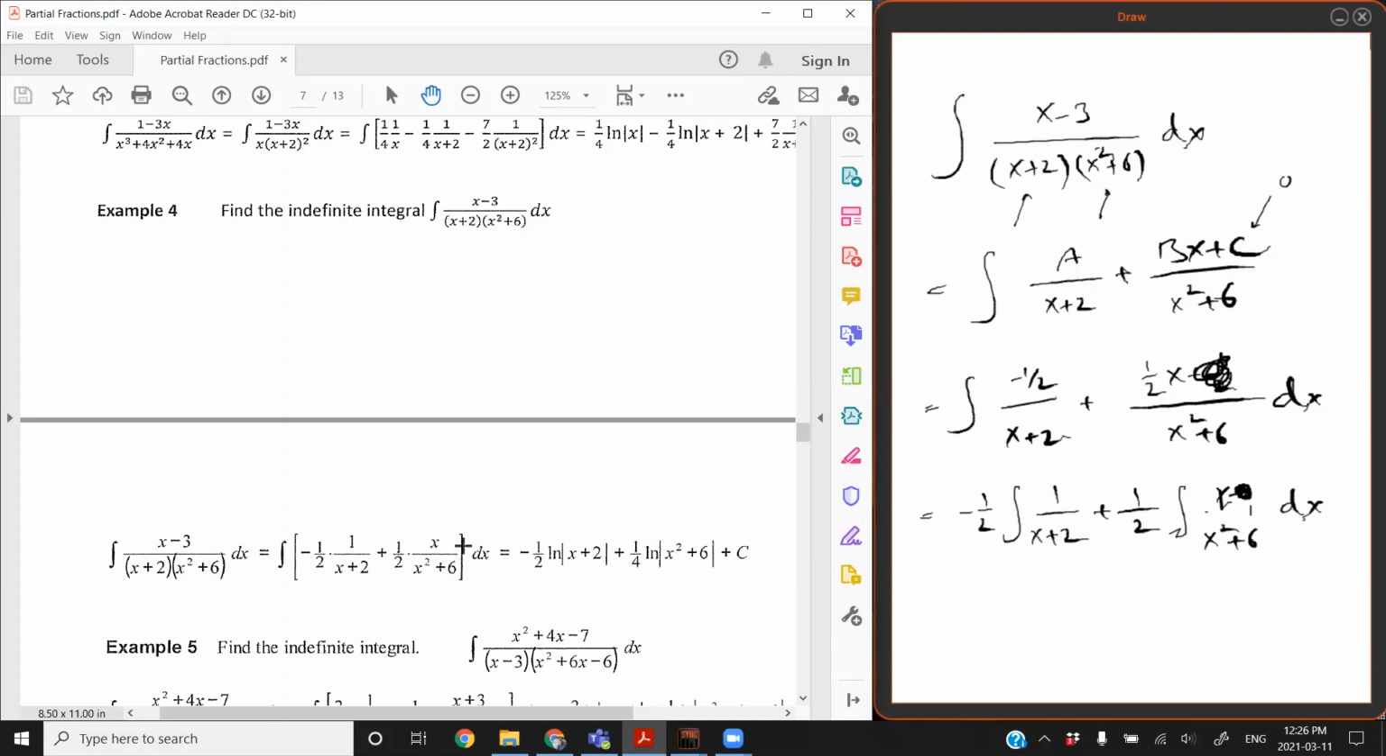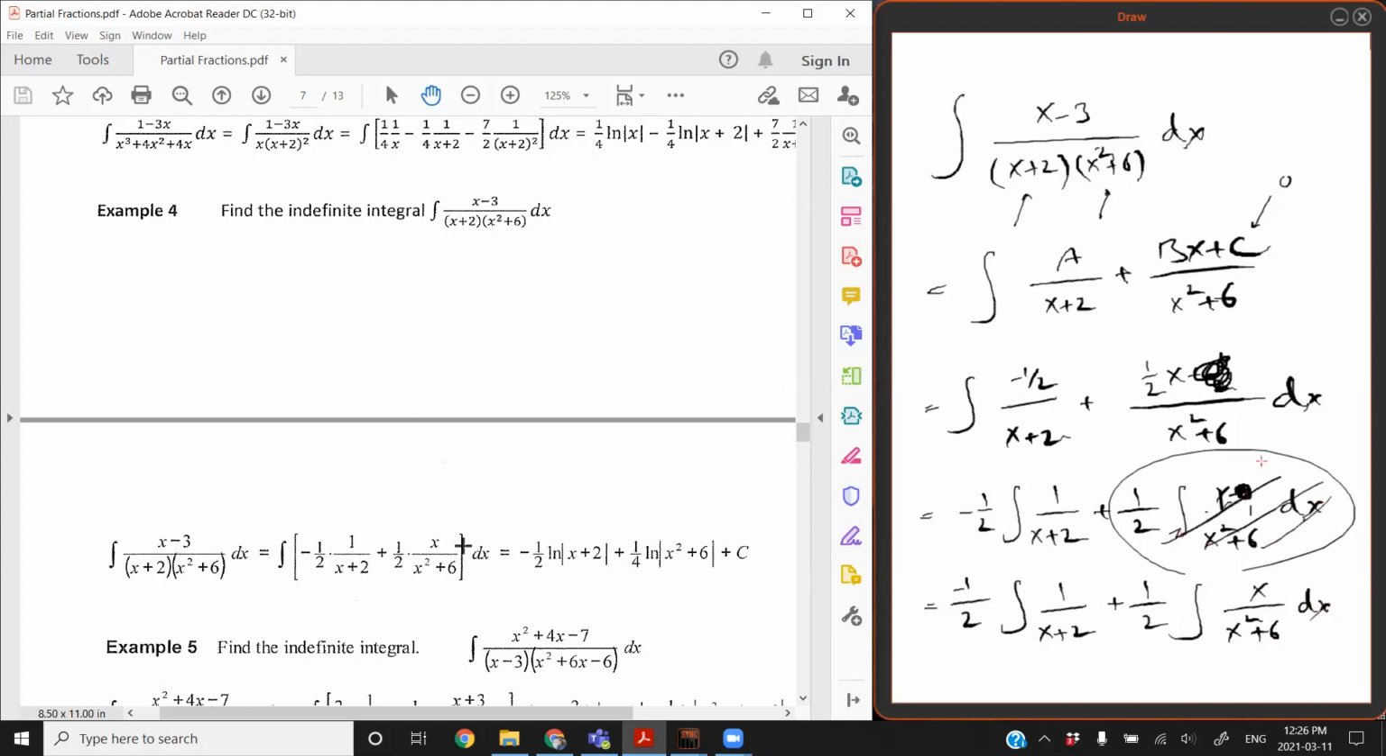Next step, yeah? Question? It's 1/2 times antiderivative of what over x squared? Yeah, I see my board is acting up. Okay, so let me just rewrite that. It's going to be 1 over x plus 2 plus 1 over 2 antiderivative of x over x squared plus 6 dx. It's going to be like that.